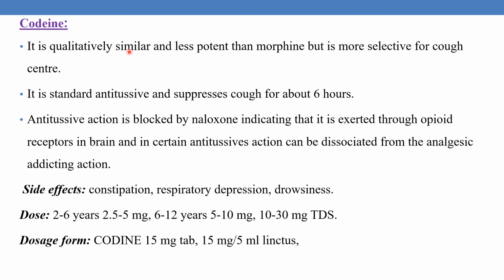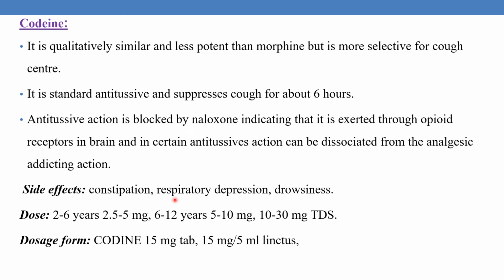The next drug is codeine. It is qualitatively similar and less potent than morphine, but is more selective for cough center. It is a standard antitussive and suppresses the cough for about 6 hours. The antitussive action is blocked by naloxone, indicating that it is exerted through opioid receptors in the brain, and in certain congeners antitussive action can be dissociated from the analgesic addicting action.